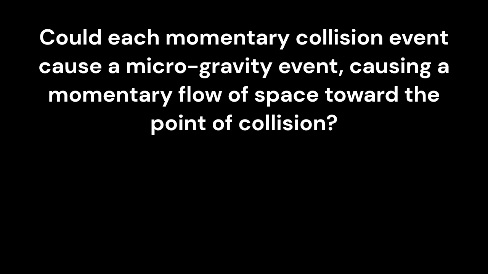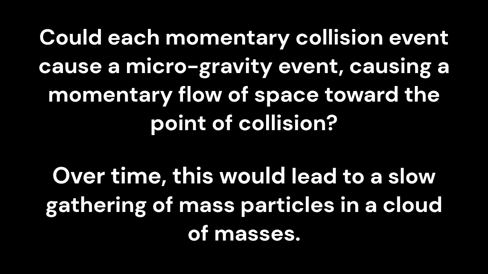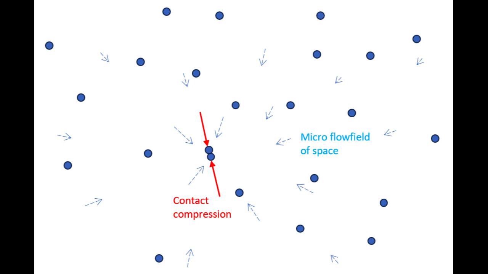Could each momentary collision event cause a microgravity event, causing a momentary flow of space towards the point of collision? Over time, this would lead to a slow gathering of mass particles in a cloud of masses. Each contact impact would set up a situation similar to what we see in planets with pressure gradient, a nonlinear pressure gradient, and space might, just for that moment, temporarily adapt to try to maintain the equilibrium of every mass particle within these contacting bodies. And if it did, if there was a space flow, that flow would generate a very weak gravitational field around the contacting bodies.